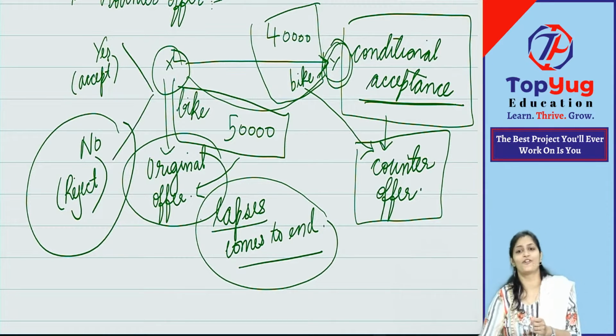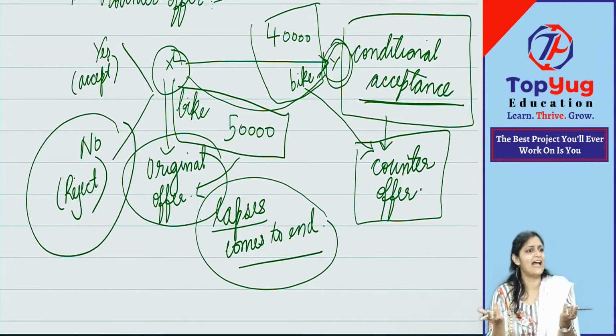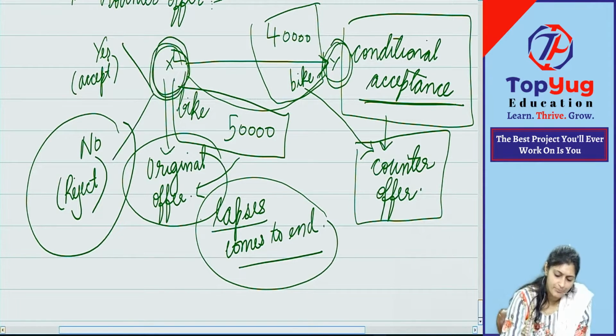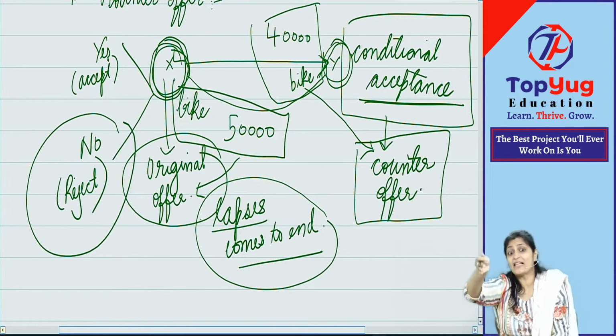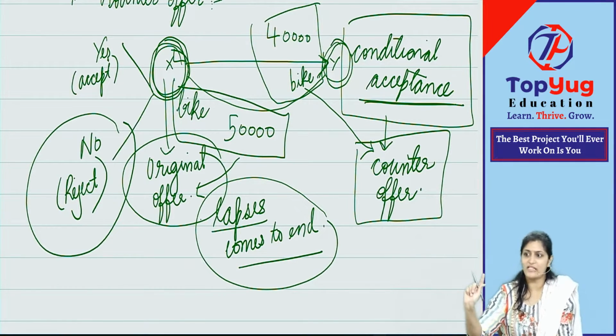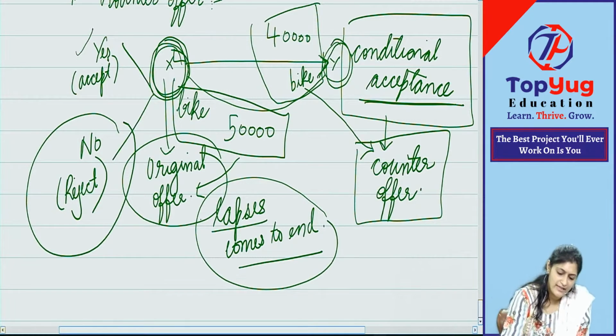Now I will not give it to you at 50 also. I will give it to this person at 55. That situation can happen. Anything can happen. Now he is not under any obligation to sell the bike at 50,000 also. Why? Because once a counter offer is made, the original offer came to an end. Now it is his choice to say yes or no.